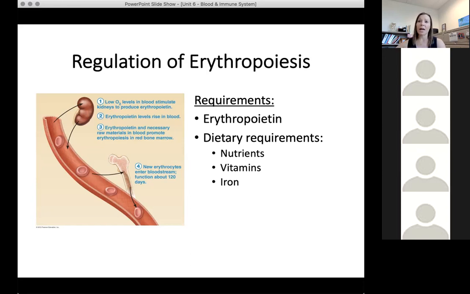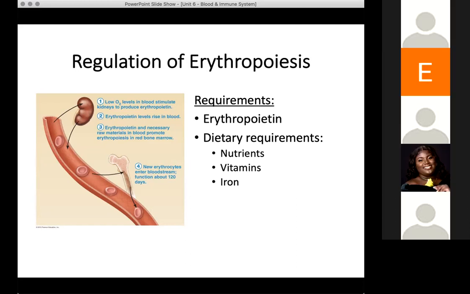And one other thing that is involved in the regulation of erythropoiesis is just having the right materials that you need to make new erythrocytes. There are certain dietary requirements. So you have to have certain things in your diet in order to have enough of them to be able to make new red blood cells. And those are things like nutrients, like amino acids and lipids and carbohydrates. All of those things are needed for making any new cell, including erythrocytes.